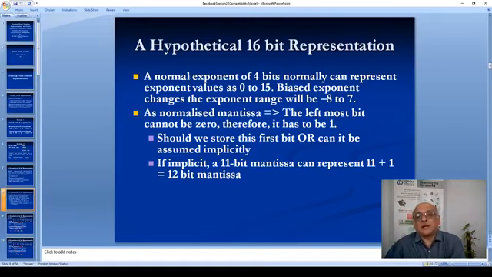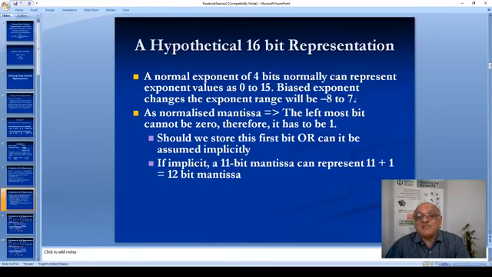Right. So what are the things which we are doing here? A normal exponent of 4 bits can represent exponent values between 0 and 15. Right? So biased exponent changes that range, because we have added 8. So if we have represented 0 as an exponent, actually it is minus 8. If our exponent is 7 plus 8, that is 15. So basically when we subtract the bias of 8, the exponent range is going to be minus 8 to 7.